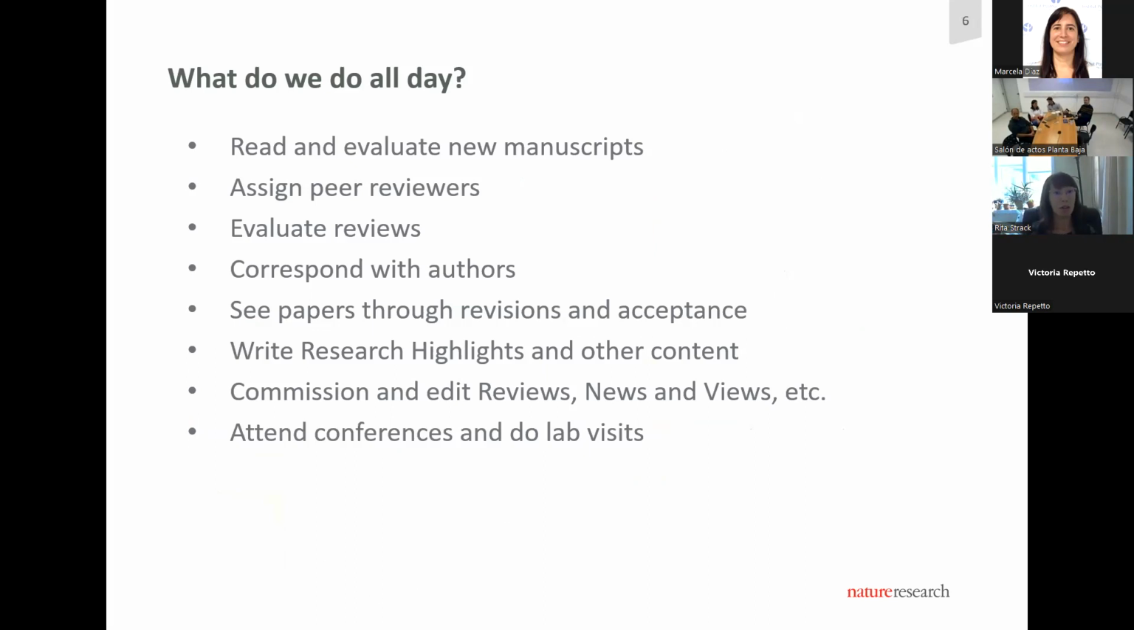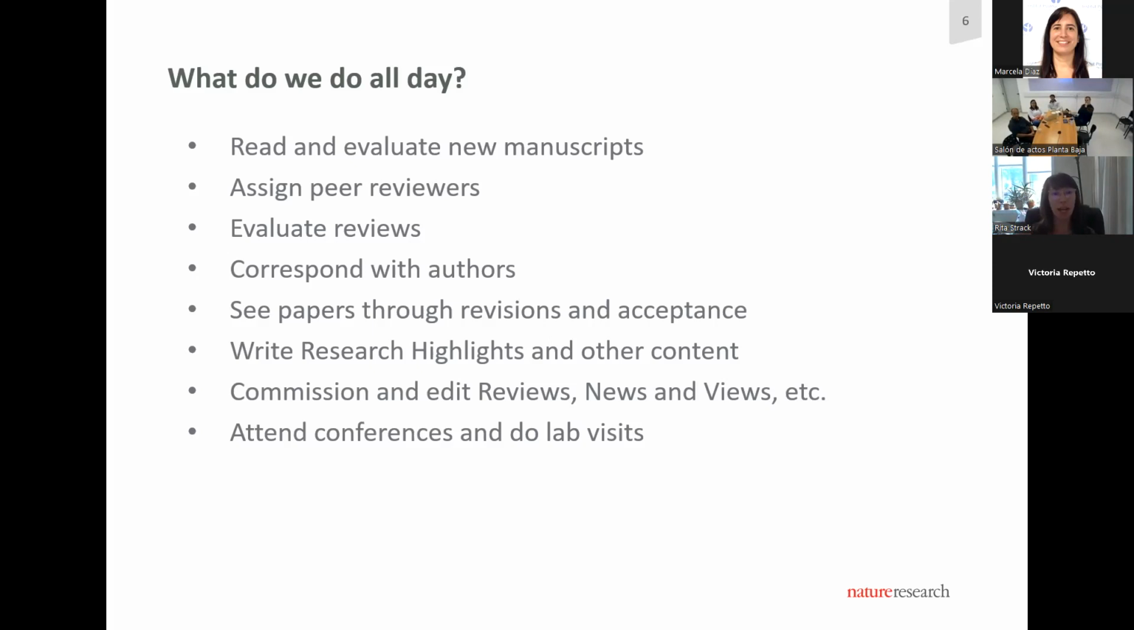A huge part of our job is reading and evaluating new manuscripts. If we want to send a paper out for review, we choose and assign the peer reviewers. When the reviews come back in, we evaluate those reviews. And throughout this whole process, we are corresponding with authors, we're corresponding with reviewers, we're keeping everything moving. And of course, we see papers through the revision process and ultimately to acceptance. And that's for the research portion of our journal, which we also call the back half.